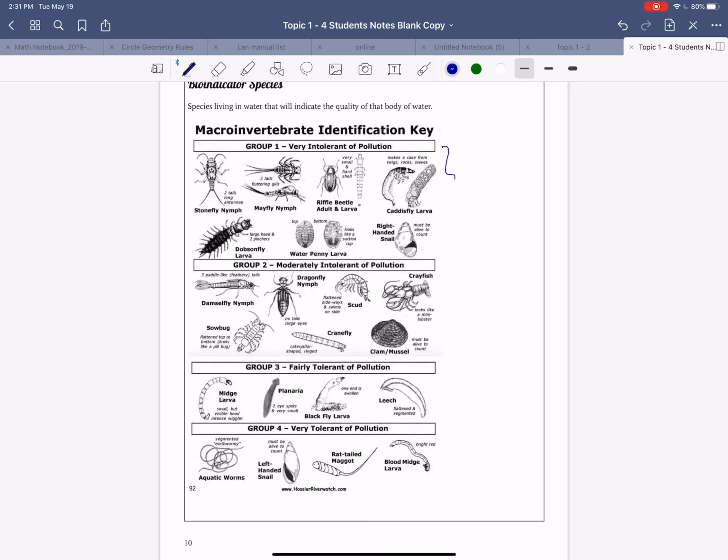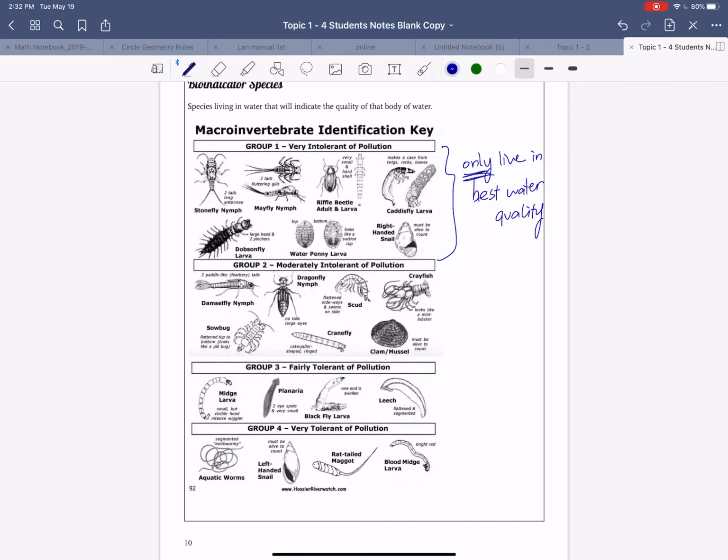So these are group 1 species. What does it mean? They're very intolerant of pollution. That means they are the spoiled baby. They only live in the best water quality. Okay, they are really vulnerable. That means if the water quality is a little bit bad, they will die. Okay, they only live in the good waters.